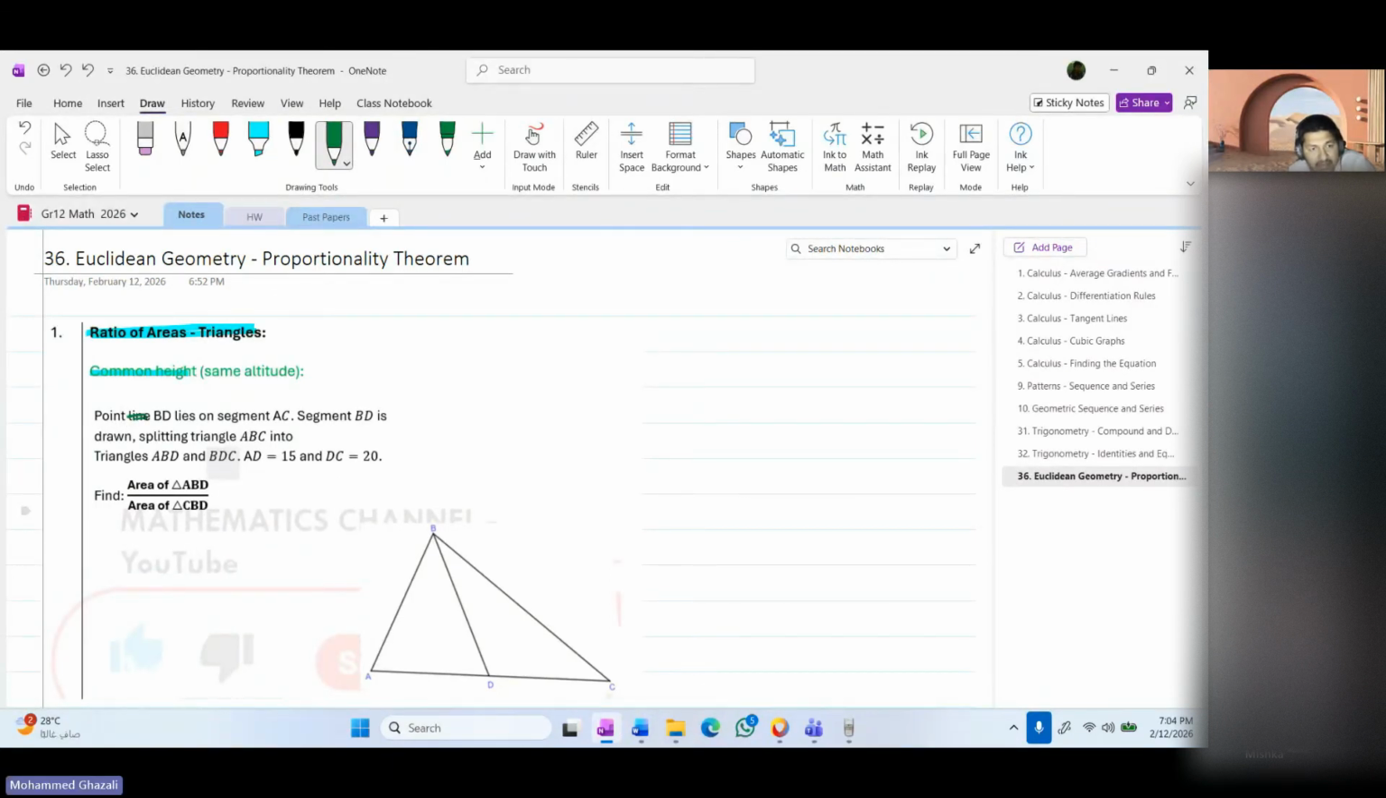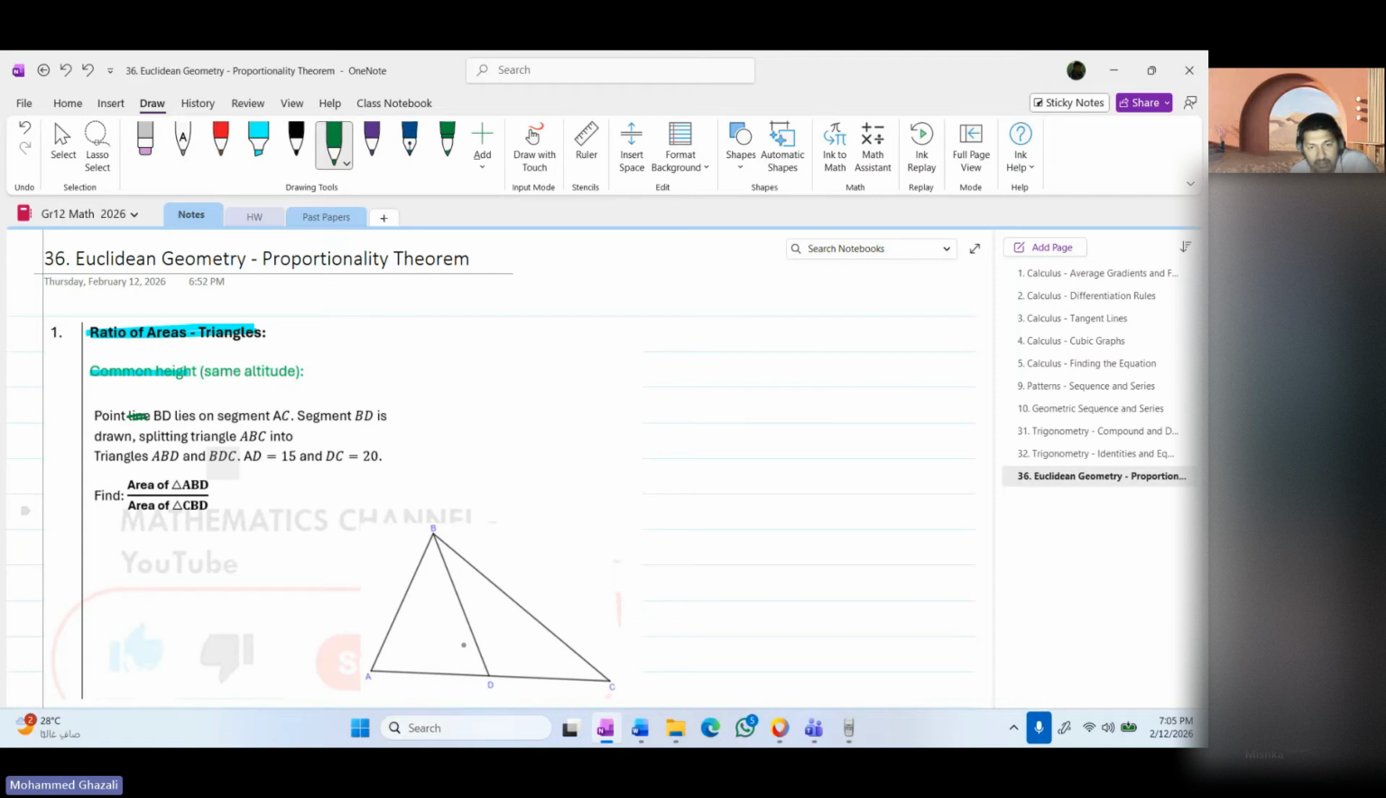Segment BD lies on segment AC. It's a line segment. Segment BD is drawn, splitting triangle ABC into triangles ABD and BDC. So you split it up into two triangles. Obviously, this line segment BD splits the triangle into two triangles.